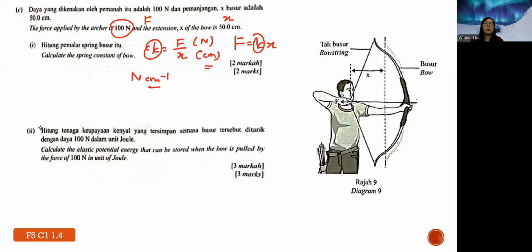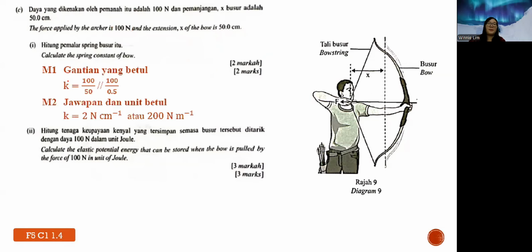So any of the students, change this cm to meter, you can also have your unit as Newton per meter later on. Okay, so now teacher shows you all the answer first. Okay, so either one is actually correct. This one, if you do not convert the 50 cm.